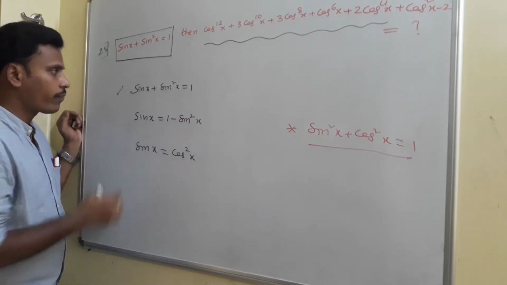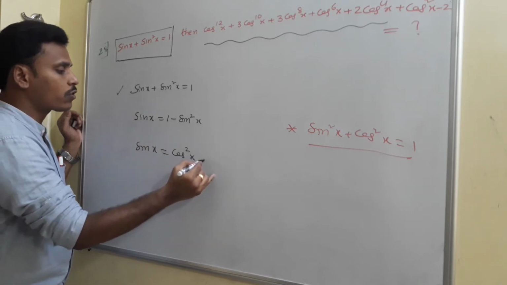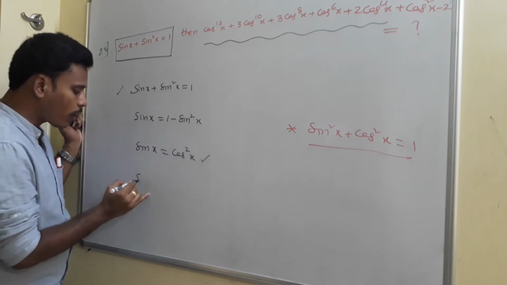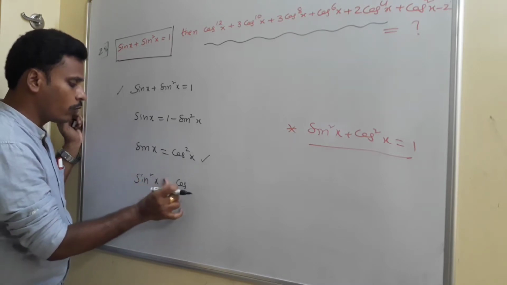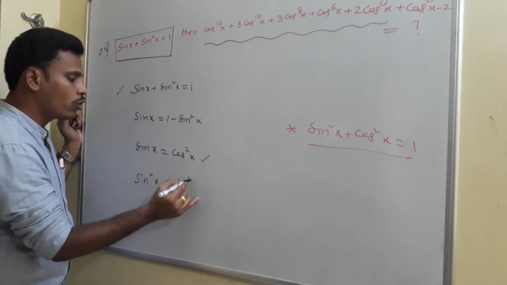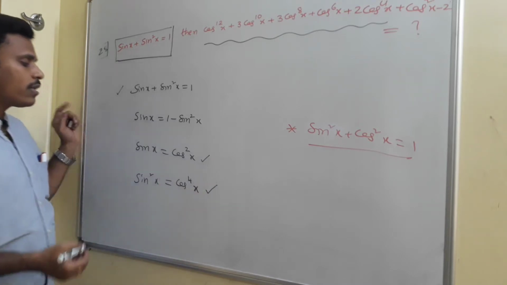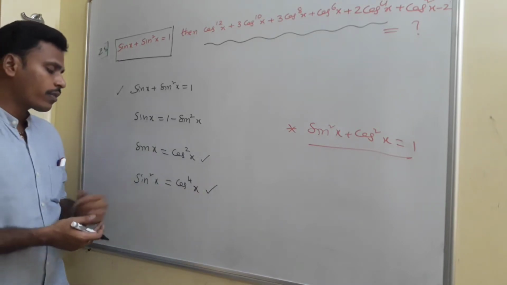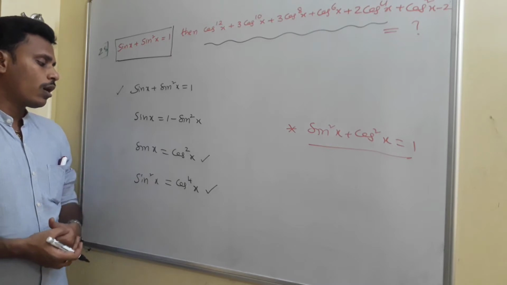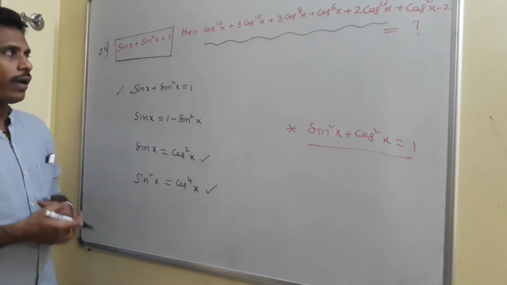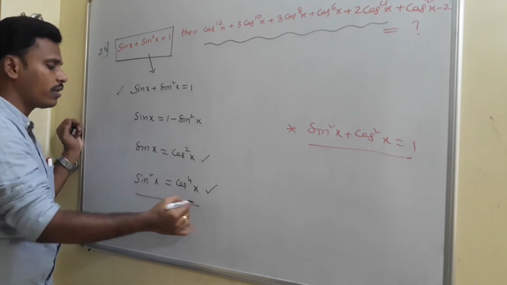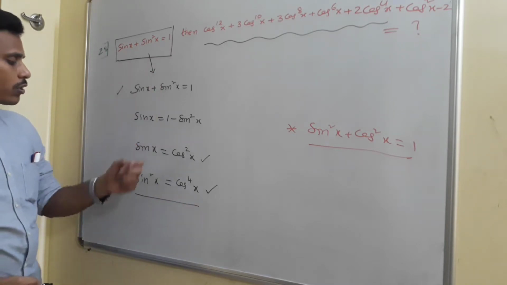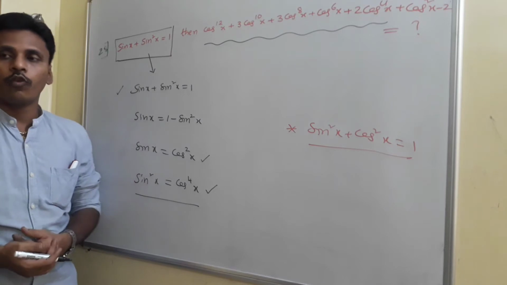Have a look at this. Sin x is equal to cos square x I have. And again, if you square on both sides, what will you get? You will get sin square x is equal to cos power 4x. Since sin x is equal to cos square x, then sin square x is equal to cos power 4x. Right. So if sin x plus sin square x is equal to 1, at the end I have all these things. What are those? Sin x is cos square x, sin square x is cos power 4x, like that.